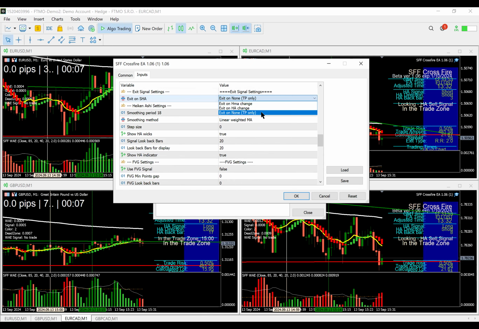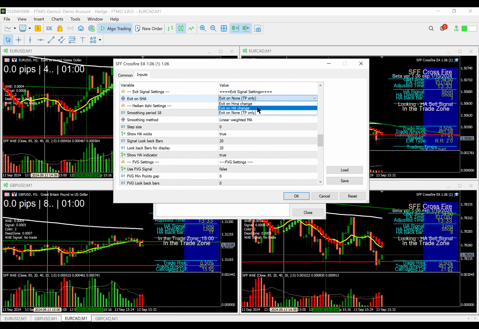You can either have it so that it changes when the Heikin-Ashi changes, rather than wait till it goes down to your stop loss. If it changes color, changes direction, it'll take you out before you go to your full stop loss. Or you can just have it on, I guess that should say stop loss only, SL only. But as it happens, I've changed mine to TP only.